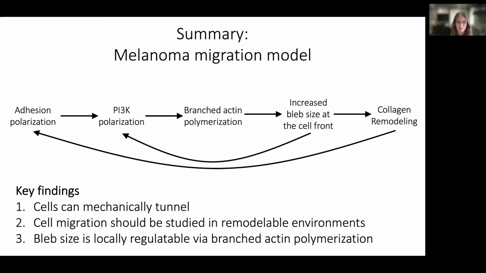And it also means that bleb size is locally regulatable via branched actin polymerization, which is not something we expected. So we might go back into other processes where blebbing occurs, like cytokinesis, and ask if bleb size is also regulated there. So there is a surprise.